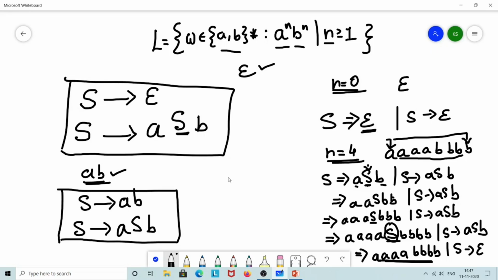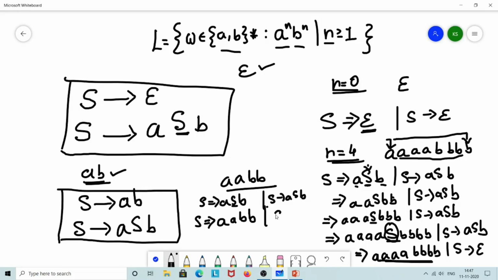Okay, so I can easily generate aabb. If I take this example, then what is the rule applied? aSb. Okay, rule applied is aSb. Then the S can be replaced with ab. So if I replace this S with ab, then I get aabb. The rule applied is S gives ab.